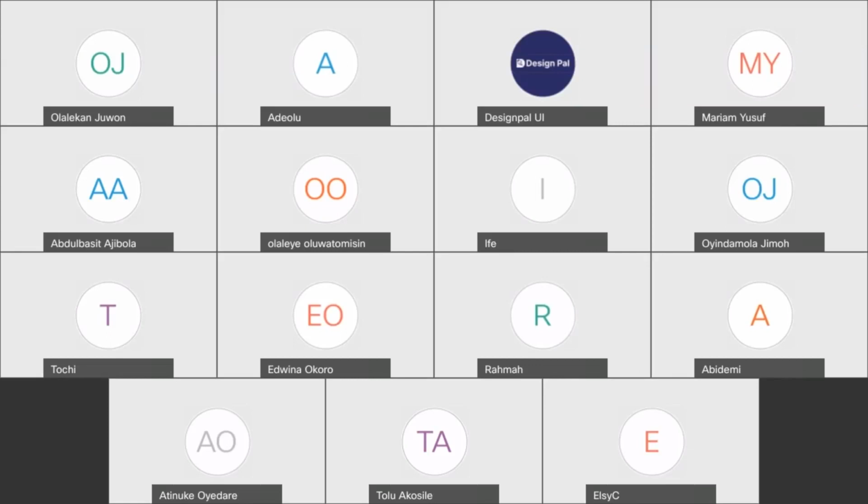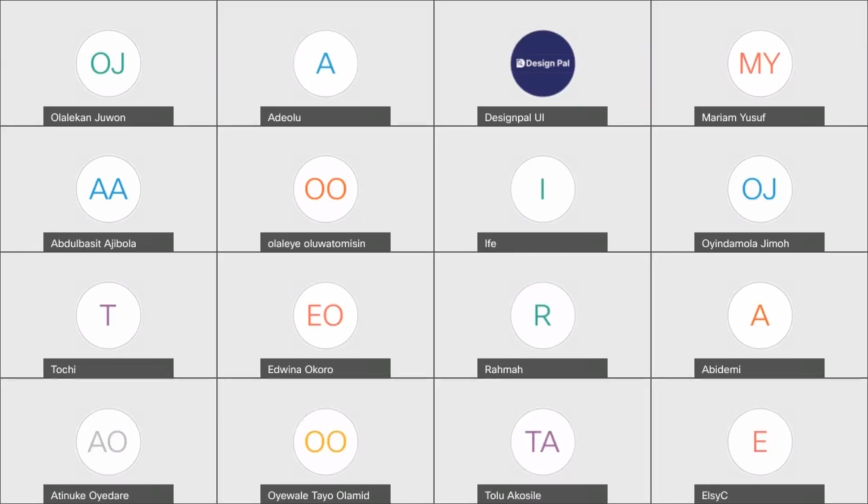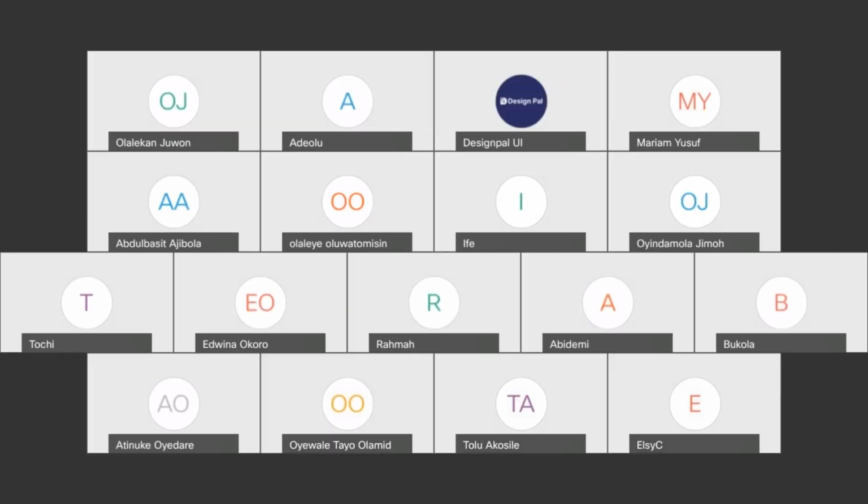So, Kemi, are you there? Yeah, I'm here. I'm trying to get it. All right. Tolu, I think we can start now. So let me share my screen. Hi, Ajibola, Abidemi, Adeolu, Atinuke, Bukola, Edwina, Elsie, Ife, Miriam, Olalekan, Tochi, Rama, Oyindamola, Oyewale. Sorry for the hold up. I'm still waiting. Hold on.